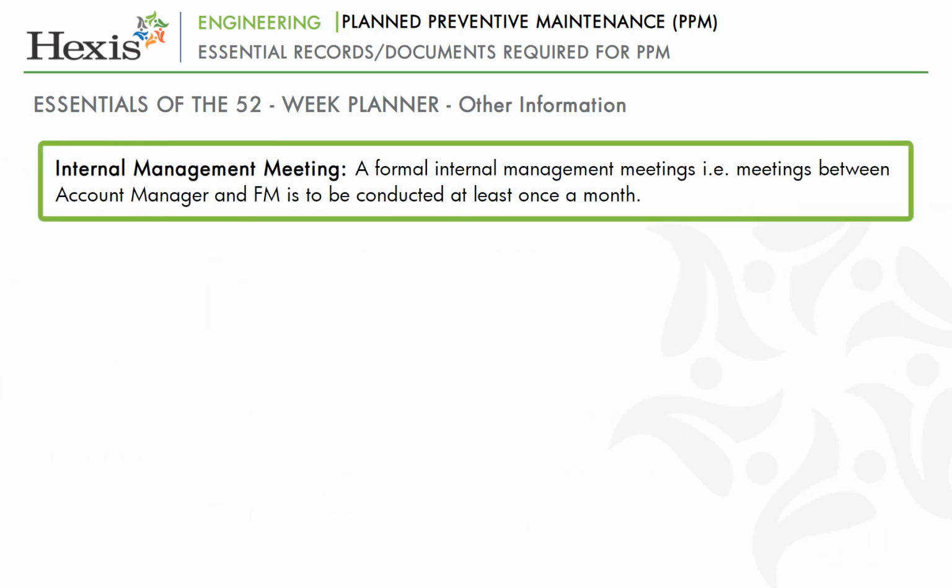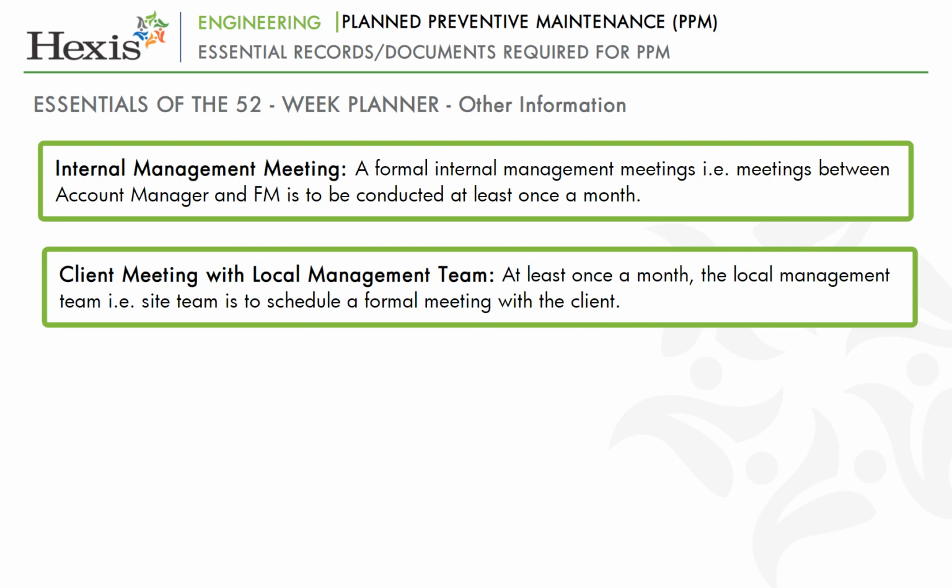Internal management meeting. Formal internal management meetings, that is meetings between account manager and FM, are to be conducted at least once a month. The schedule for the same and subsequent completion is to be indicated in the planner. Client meeting with local management team. At least once a month the local management team, that is site team, is to schedule a formal meeting with the client. The schedule is to be firmed up with the client and indicated in the planner. Completion is accordingly to be recorded in the planner.